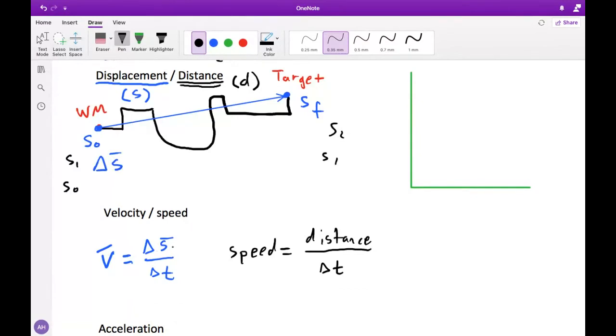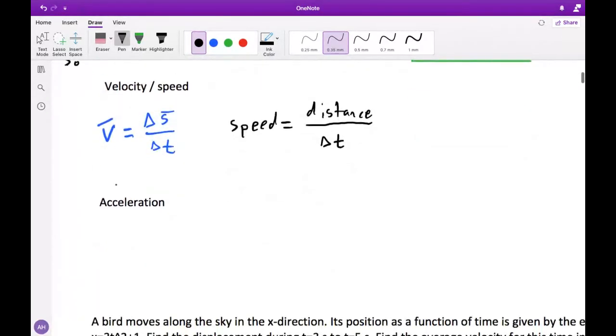So velocity is the displacement over time, whereas the speed is the distance over the time. And then lastly, we have our acceleration, which, as you can probably guess, is also a vector, and it is just the change in the velocity over the change in time.